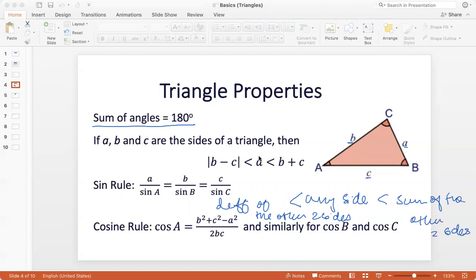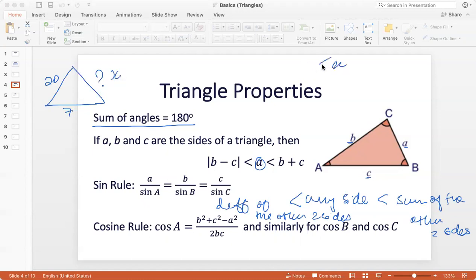So let's say I'm working with a, then a would be greater than the difference of b and c, and it would be less than the sum of b and c, right? So let's say I have a triangle like this, where this side is 20 and this side is 7, and I need to find the range of the third side. So let's say the third side is x.